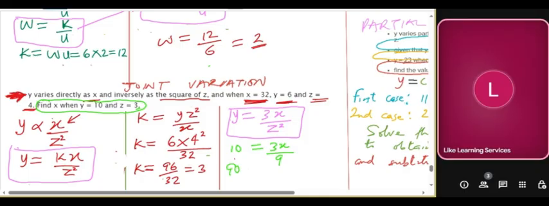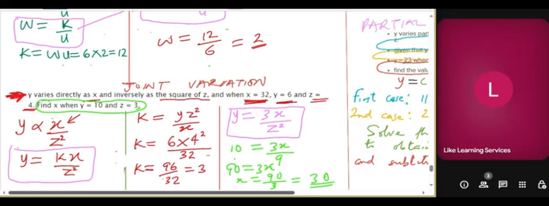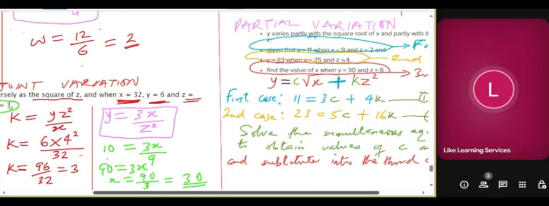So 90 is equal to 3x. That means x is what? 90 over 3, isn't it? Yes, which is 30. Am I right? Yes, you are.